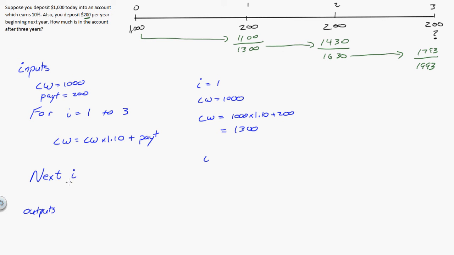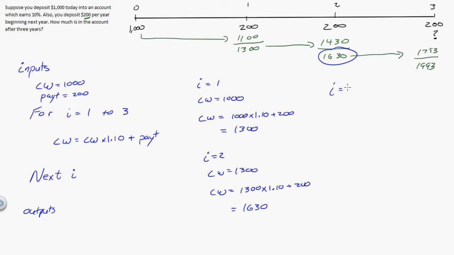We go to next I is now equal to 2. We go back up to the for loop. So I equal to 2. CW is now equal to 1,300. But CW shall be equal to CW, which is 1,300, times 1.1 plus 200. And now we're at this point. So that's equal to 1,630. We complete this statement. Next I is now equal to 3.